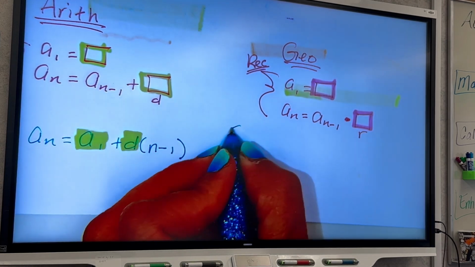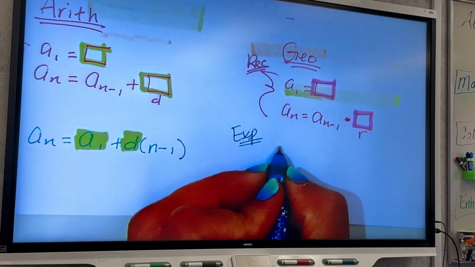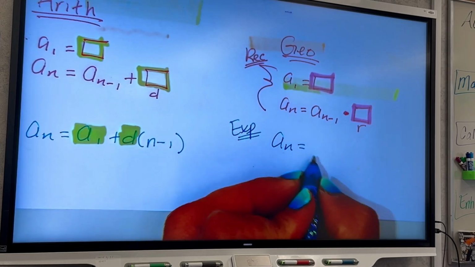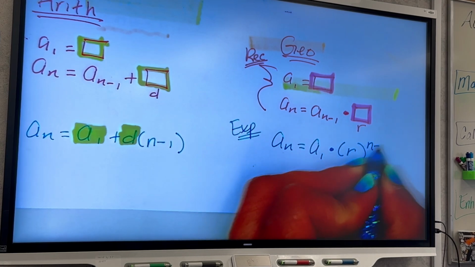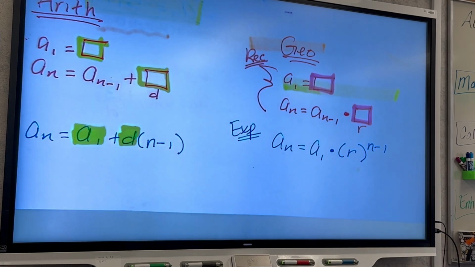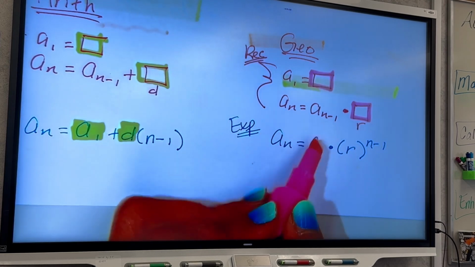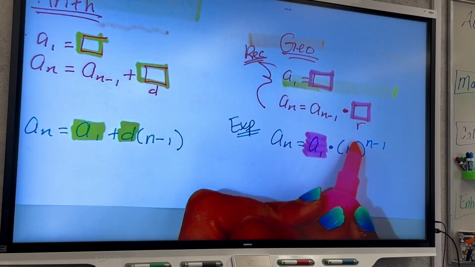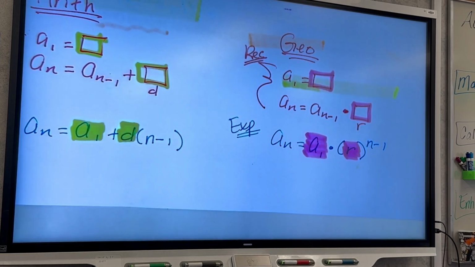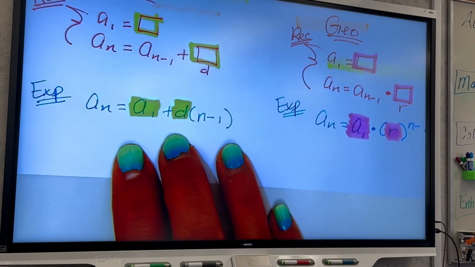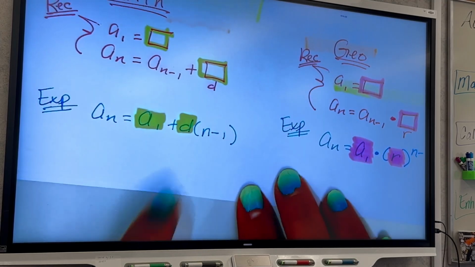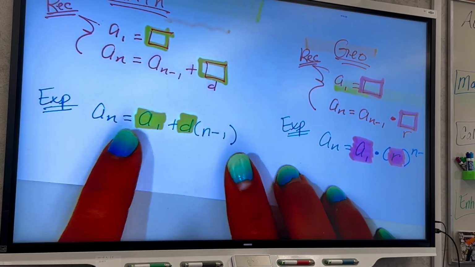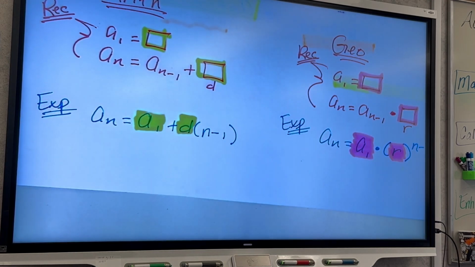For the explicit formula, A sub n equals A1 times R to the n minus 1 power. And all you got to plug in is the A1 and the R. And that one doesn't require any cleanup. You just plug it in, boom, you're done. But when it comes to the explicit formula for an arithmetic sequence, you plug them in, then you have to use the distributive property, and then you have to combine like terms, and then you write your answer.